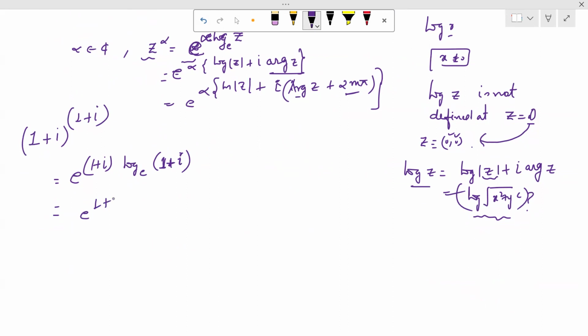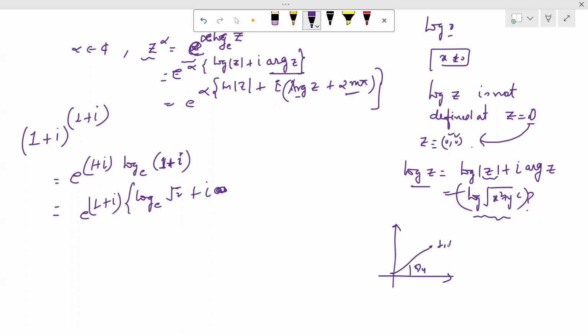So it would be equal to 1 plus iota here, and then what is log of 1 plus iota? It will be log mod z, so log root 2 plus iota times the argument. Now, in order to write the principal value, we restrict it to the principal domain. What is the principal argument of (1, 1)? It is pi by 4.